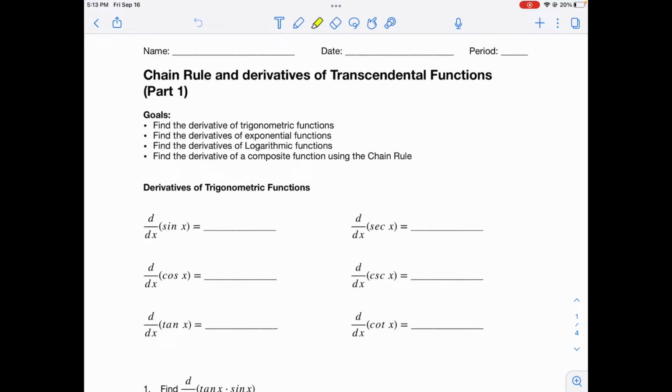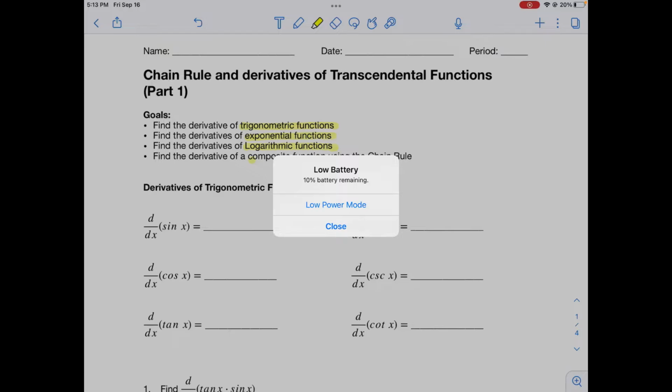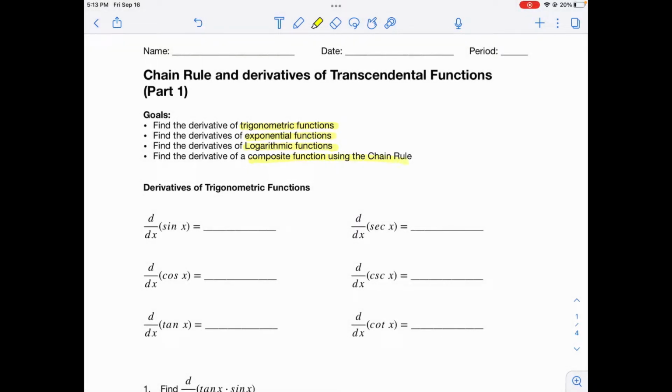Okay, so today we're going to look at the chain rule, and we're going to look at finding the derivative of transcendental functions. But before we can find the derivative using the chain rule, first we have to look at some new derivatives we need to learn: derivatives of trig functions, exponential functions, and logarithms. Once you learn these, we can use the chain rule to find the derivative of composite functions.